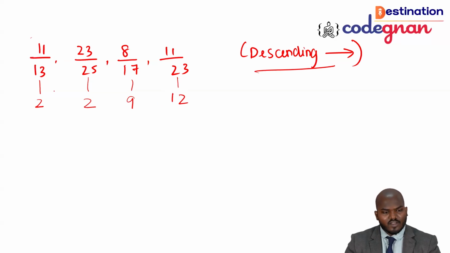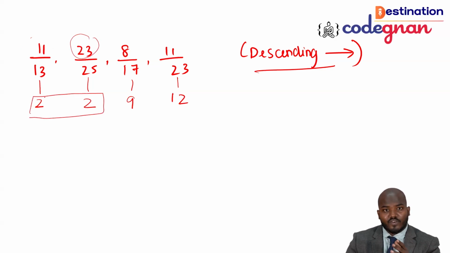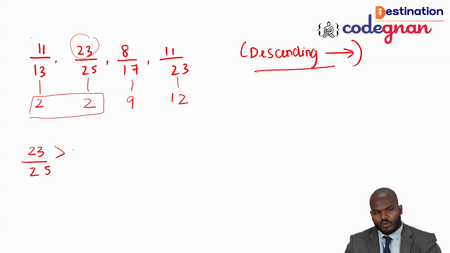In this kind of case, you can use either the decimal method, or if you see the same difference, compare the numbers. Whichever is the greatest number, that should be the greatest fraction. You can call it 23 by 25. It is the greatest fraction. Directly you can put it up. You don't need to work it out.